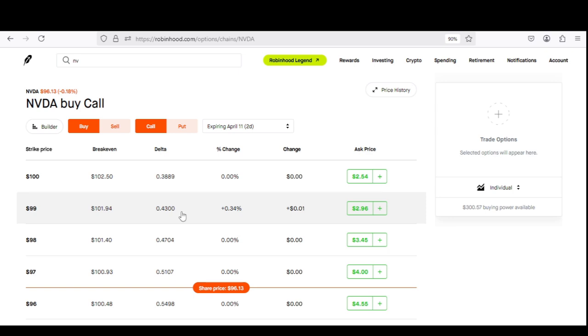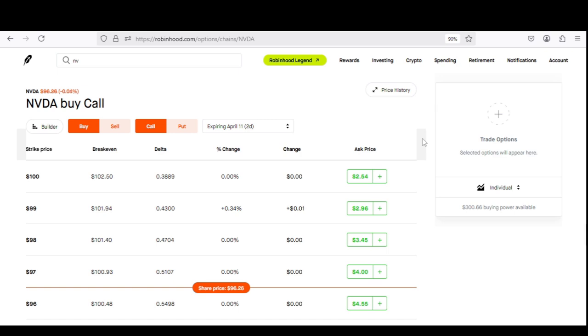Now, before we go ahead and demonstrate this, I want you guys to do yourself two favors. Favor number one, always make sure to do your own due diligence before investing. And favor number two, always make sure to have an exit strategy before entering any option trade. That being said, let's go ahead and get right into this trade.